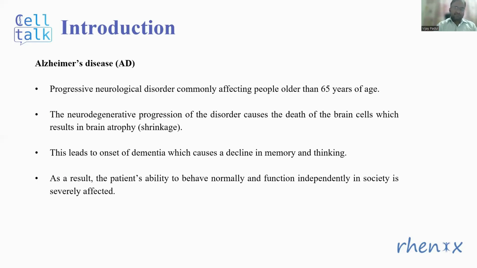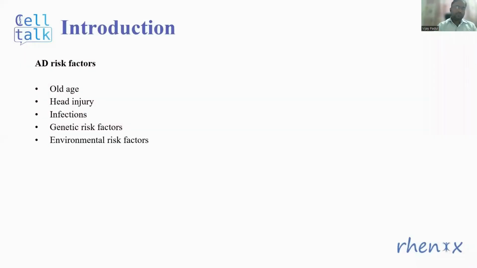As a result of these effects of the Alzheimer's disease, the patient's ability to behave normally and function independently in society is severely affected because the person can't remember events, his location. Even in a higher progressive state, the patient cannot recognize his own family members also. So there are certain risk factors that are associated with Alzheimer's disease. Those are old age, injury to the head, certain infections, genetic risk factors, and environmental risk factors.